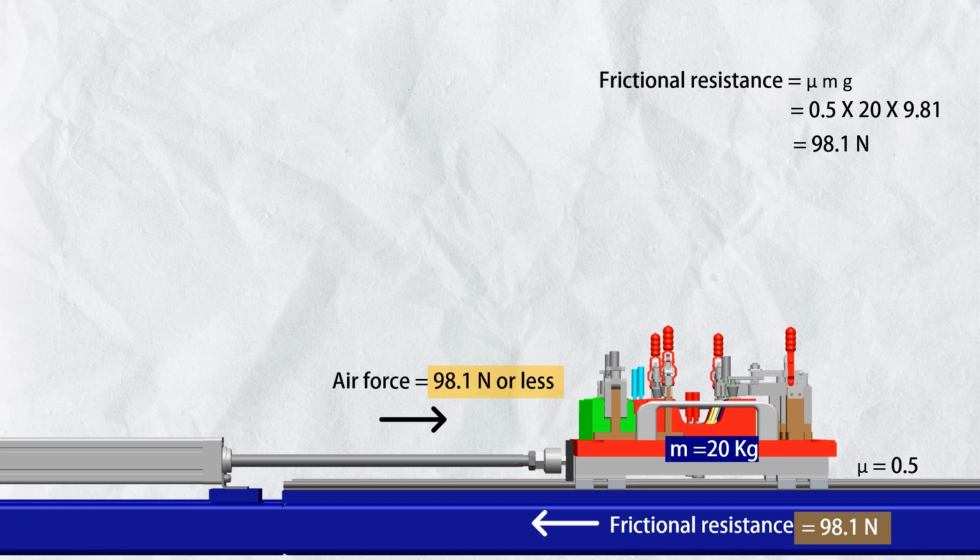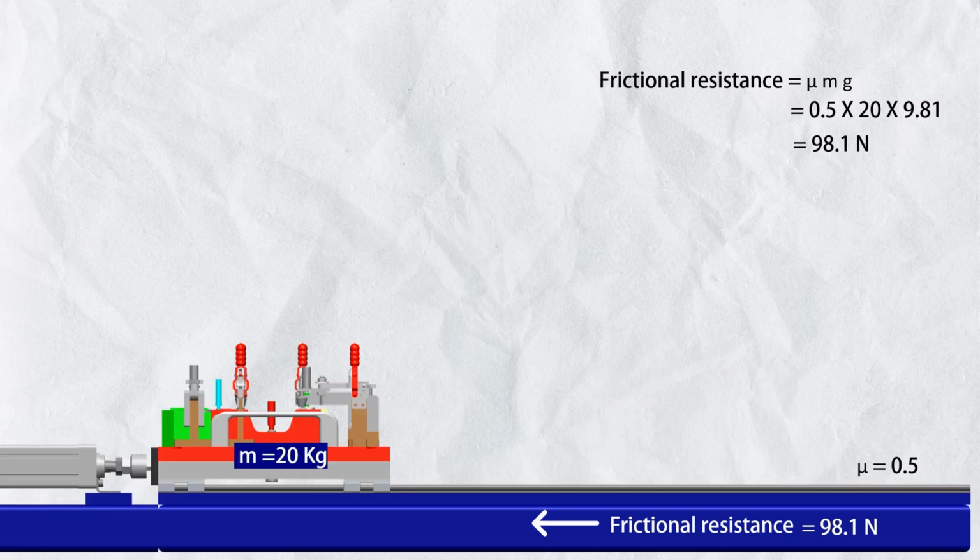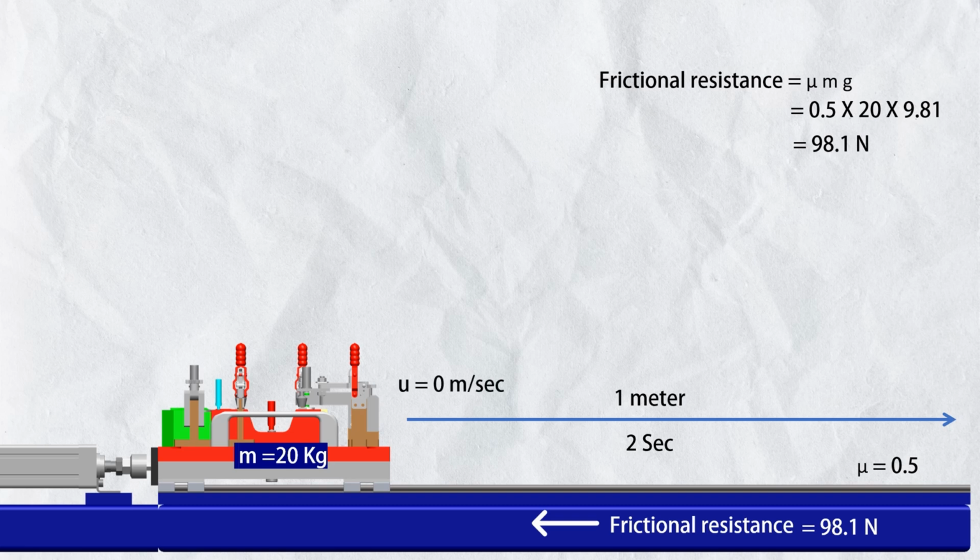For example, if we apply 100 Newton, which is just 1.9 Newton more than the frictional force, the fixture will move. But here is the interesting physics. The amount of this unbalanced force determines how quickly the fixture will move. For example, let's say the slider length is 1 meter and you want the fixture to cover this distance in just 2 seconds. So the fixture's initial velocity is 0 meter per second because our fixture is at rest, and the distance is 1 meter and the time is 2 seconds.